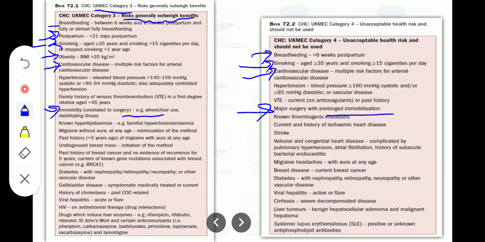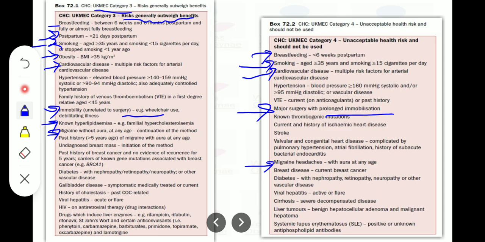Moreover, in category 3, we have known hyperlipidemia, for example familial hypercholesterolemia, and migraine without aura at any age, and continuation of method. When we compare it with category 4, we have migraine headache with aura. In category 3, migraine without aura; in category 4, migraine headache with aura. Category 3, migraine without aura or past history more than 5 years ago of migraine with aura at any age.